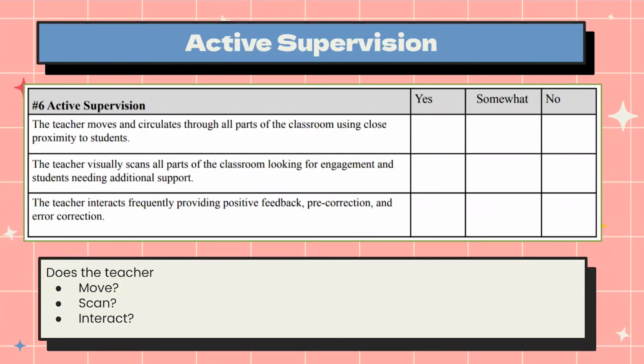Checking for active supervision in the classroom is also very simple. We want to make sure the teacher is supervising their classroom by doing three things. Are they moving, scanning, and interacting with the students?